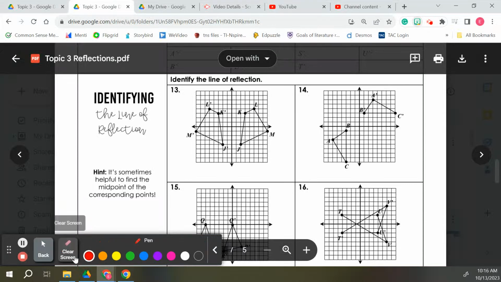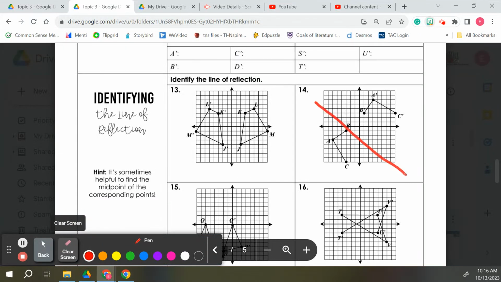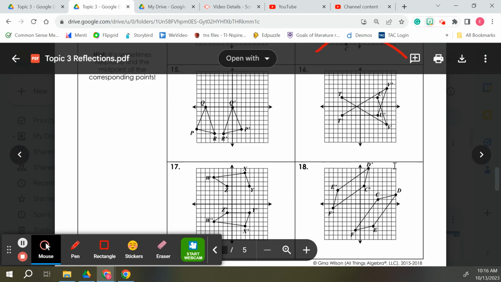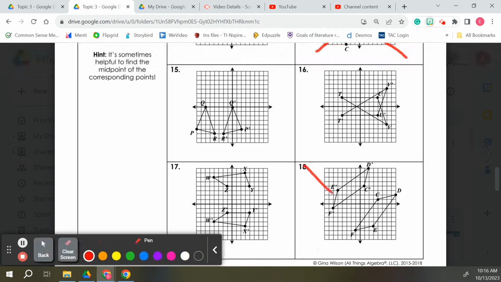So, you guys can cross out 14. We're definitely not going to do 14. And we're definitely not going to do 18. So you guys can cross out 14 and 18, but the rest is on us.